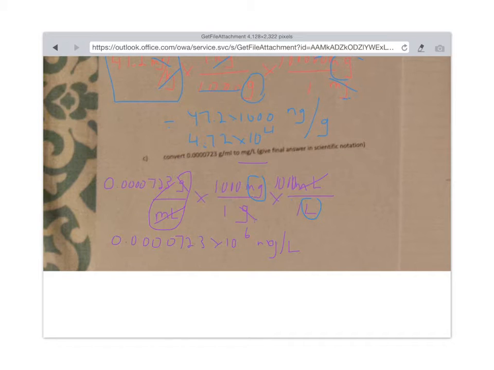And now if I change that over to proper scientific notation, we need to move the decimal here in front of the 7, or sorry, after the 7.23. So that's 1, 2, 3, 4, 5 spots. So I'm going to have to do a 10 to the minus 5 to put that in scientific notation, and I already have a 10 to the 6. So that's going to leave me with 7.23 times 10 to, what, the 6 take away the 5, is going to be 10 to the 1 milligrams per liter.